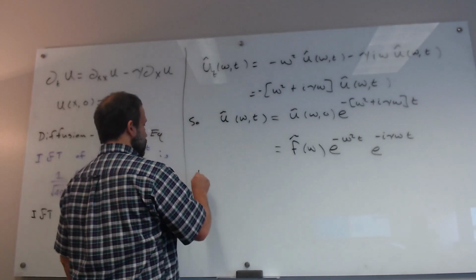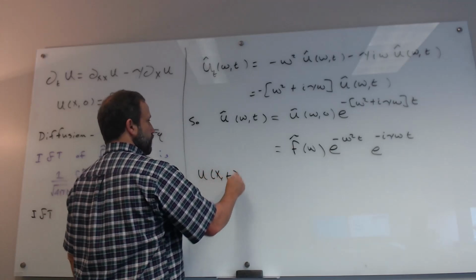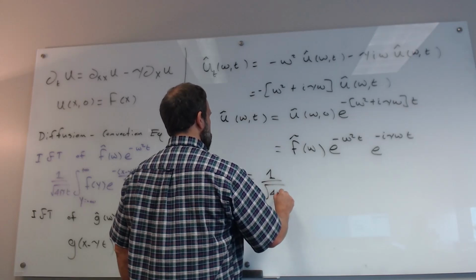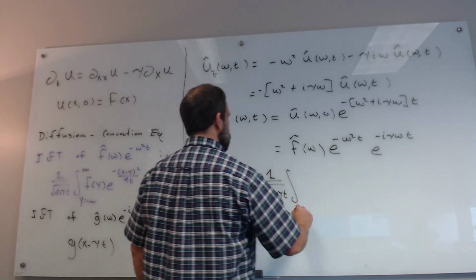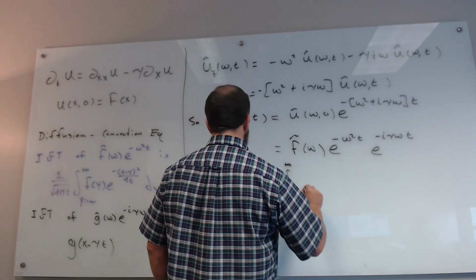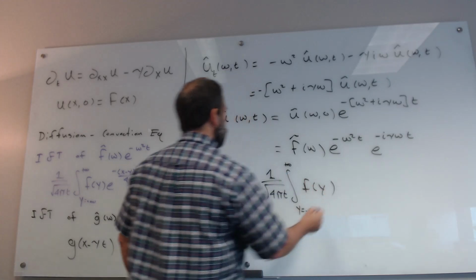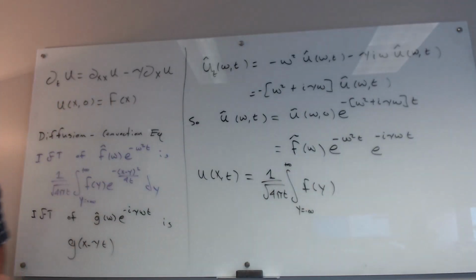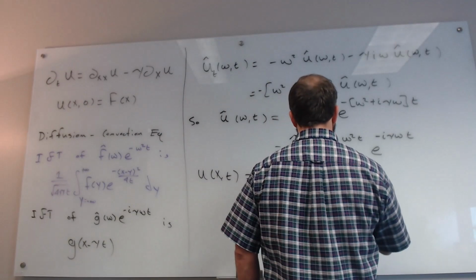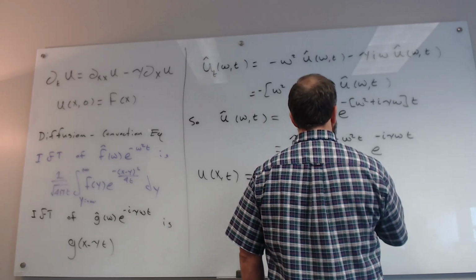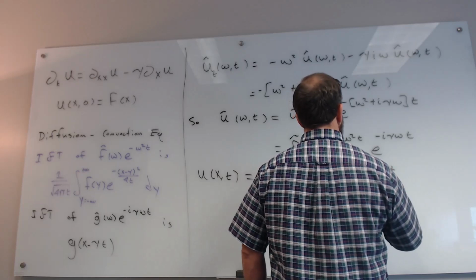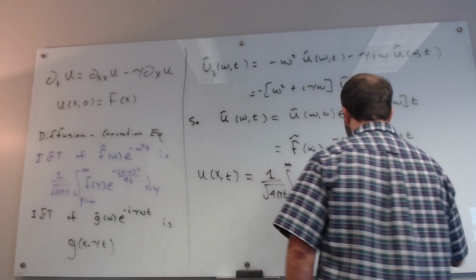And so what this tells us is that u of x,t is going to be equal to 1 over the square root of 4 pi t times the integral y equals minus infinity to positive infinity of f of y. Now wherever I see an x, instead of writing an x, I'm going to write x minus gamma t. This is e to the minus (x minus gamma t minus y) squared over 4t dy.